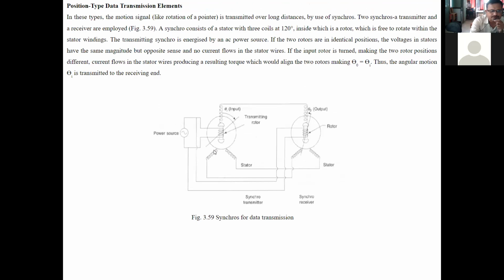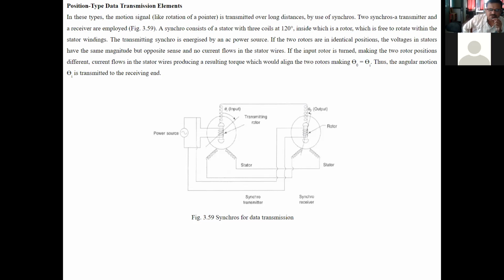Next is position type data transmission elements. In these types, the motion signal like rotation of a pointer is transmitted over long distances by use of synchros. Two synchros, a transmitter and a receiver, are employed. A synchro consists of a stator with three coils at 120 degrees, inside which a rotor is free to rotate within the stator windings.